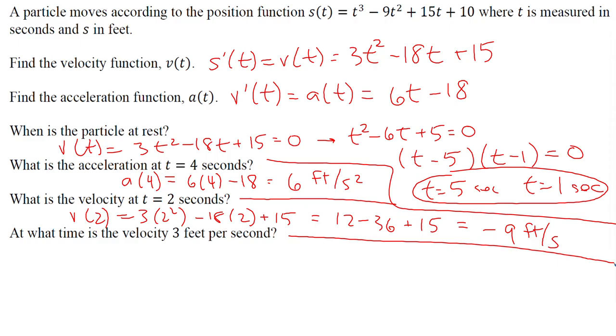And our last one is, at what time is the velocity 3 feet per second? Well, just set your velocity function, 3t squared minus 18t plus 15, equal to 3.